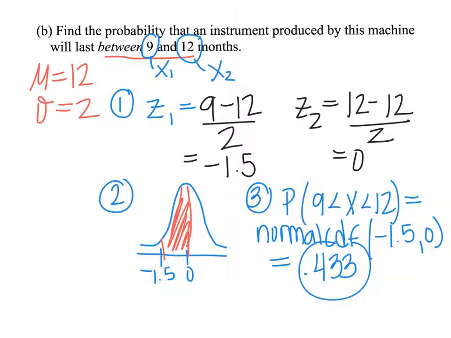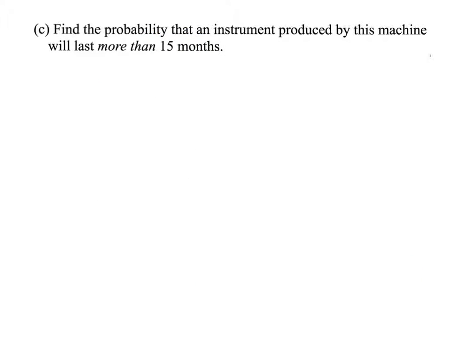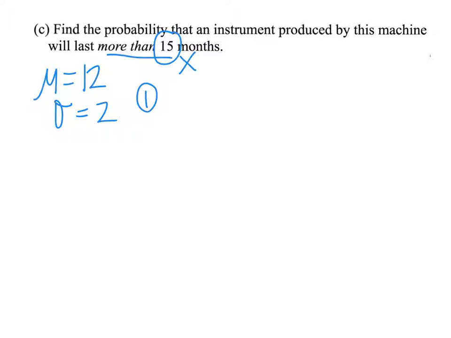Okay, we'll look at one more example. Same data, so I still have a mean of 12 and a standard deviation of 2. So I read through this: find the probability that an instrument produced by this machine will last more than 15. So there's my x. I only have one of them this time. So let's start by finding my z-score. 15 minus 12 over 2. It's going to give me 1.5 to 2 decimals.